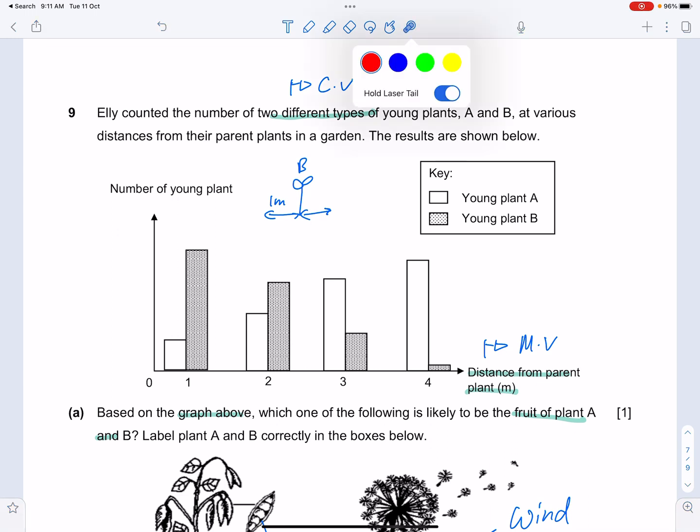And then for your young plant B, you will notice that a lot more of the young plants are actually very near to the parent plant. So this tells me that the dispersal method of plant B must be one that usually disperses the seeds near it. So you relate this information to what you already know. You will realize that B is probably dispersed by an explosive mechanism, not explosion, explosive, or splitting.